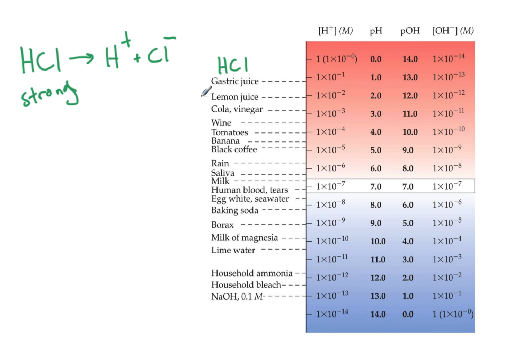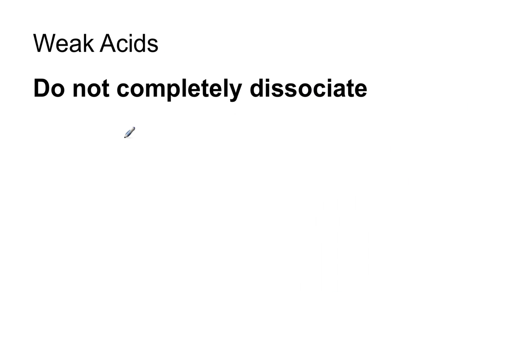completely dissociates. Well, some of the organic acids in lemon juice, like citric acid, or cola, which is phosphoric acid, which is not organic, but it's phosphoric acid, and some of the acids in wine and tomatoes and stuff like that, they are what we call weak acids. And they're weak acids because they don't completely dissociate. Well, what does that mean?